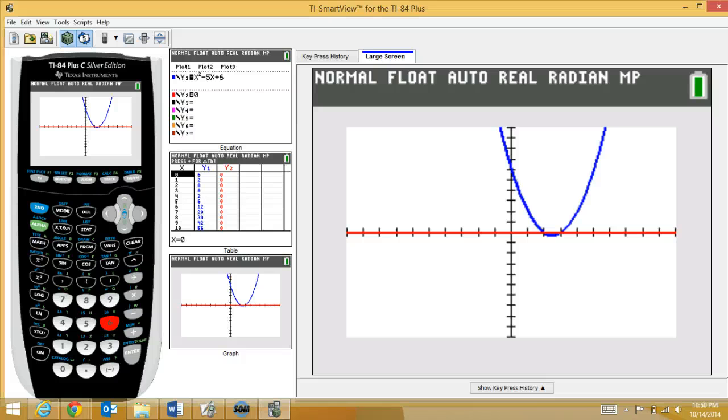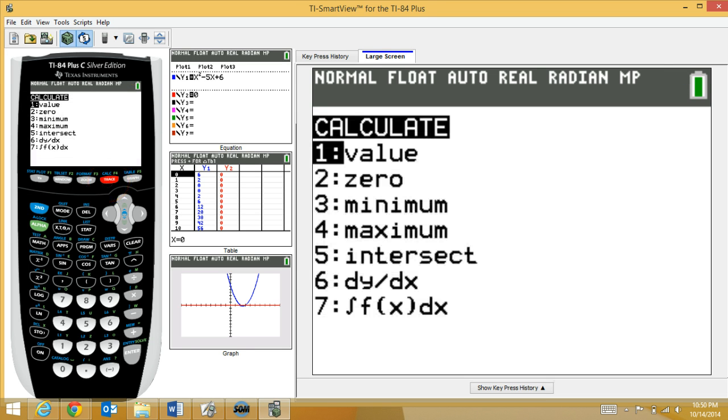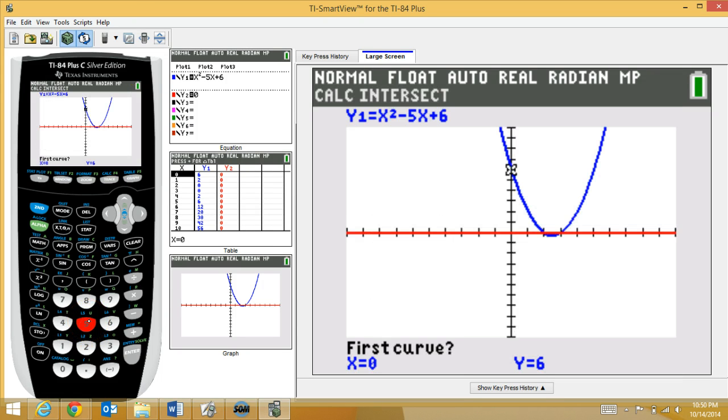So we're going to hit second trace, and we're going to calculate an intersection. Is the first curve one that we want to find intersection of? Yes. Second curve, y equals 0? Yes. And then it's going to ask me for a guess, which really doesn't matter. So that first intersection is the point 2, 0. So x equals 2 would be a solution to this equation. That's what it means graphically.